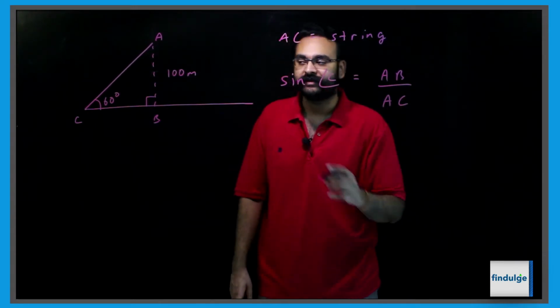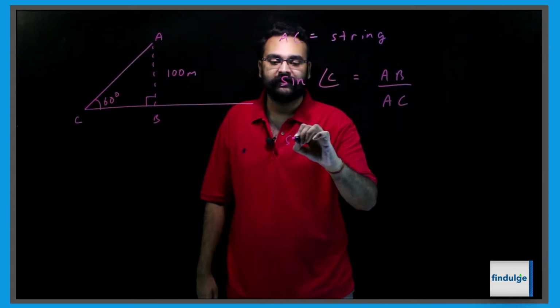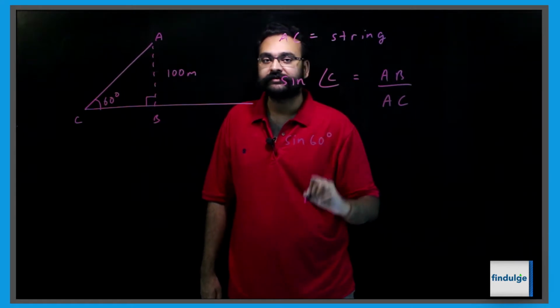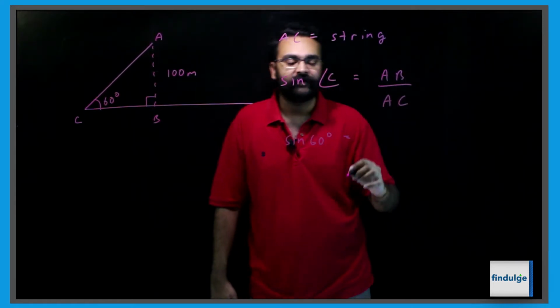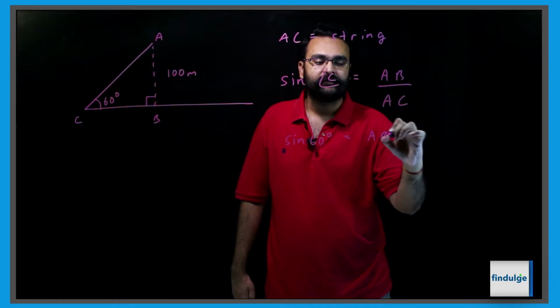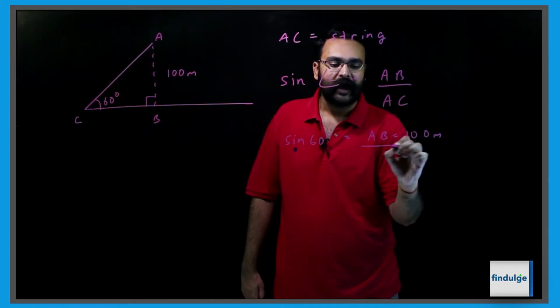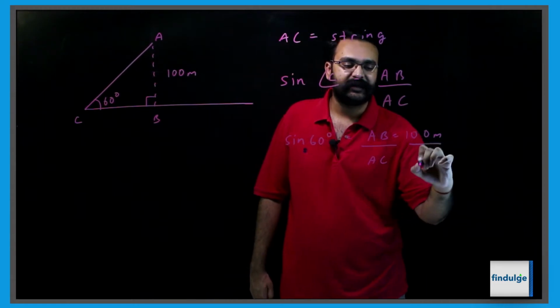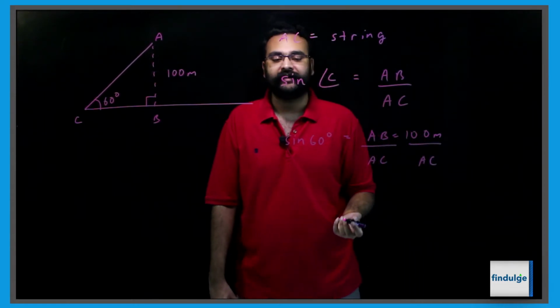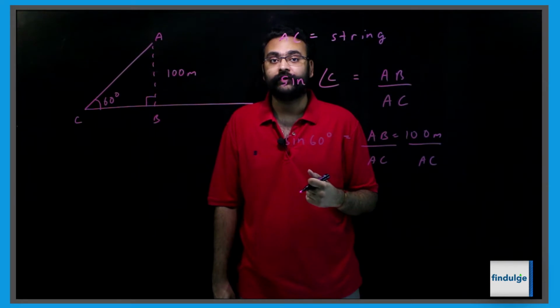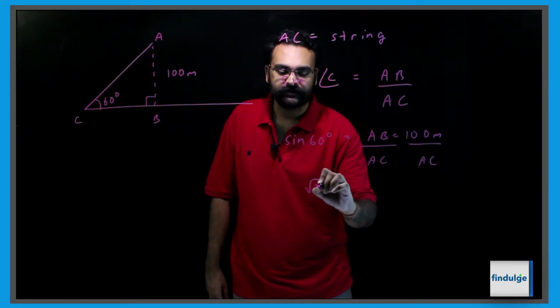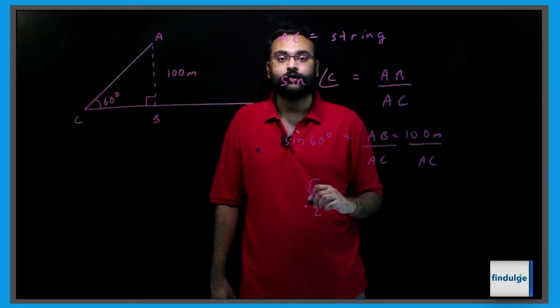And the good thing is, I know what angle C is. It is 60 degrees. I know the length of AB. It is equal to 100. And of course, AC is the length that I need to find. I also know the value of sine 60. It is root 3 upon 2.